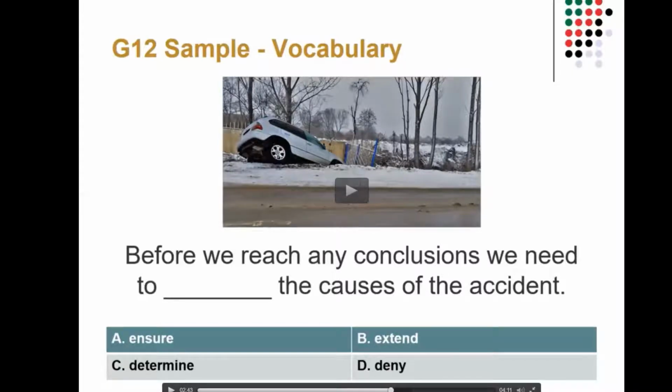So we do not extend causes, but we find out the causes. We decide on the causes. B is not the correct answer, so I will discard A and D. Ensure the causes? No, we don't say ensure the causes. Deny the causes? Nope, we don't deny. So we determine the causes. نحدد الأسباب. Understand? Yes, I understand.